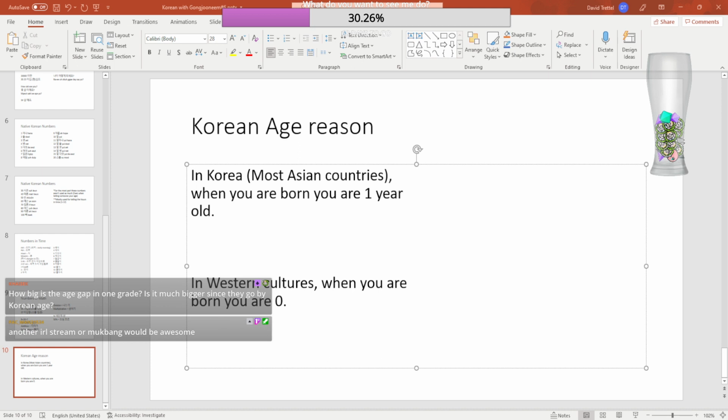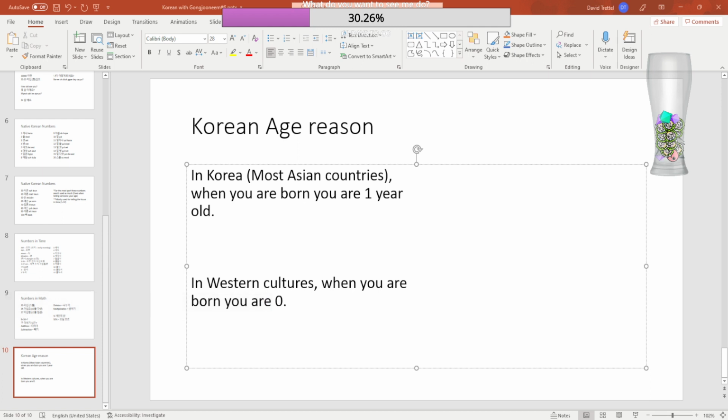How big is the age gap in one grade? It's not that much bigger. Pac-Man says another in real life stream or mukbang would be awesome. Cool. Mukbang is another interesting thing, because it was made because people didn't want to eat alone. So they would watch somebody, usually a younger or prettier girl, and eat at home while watching them, so it felt like they weren't eating alone.